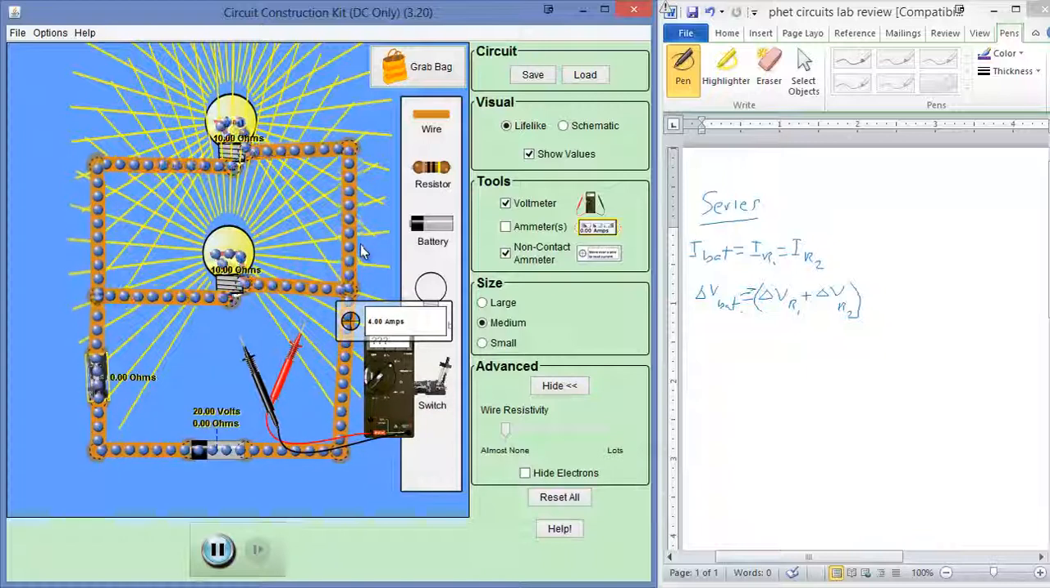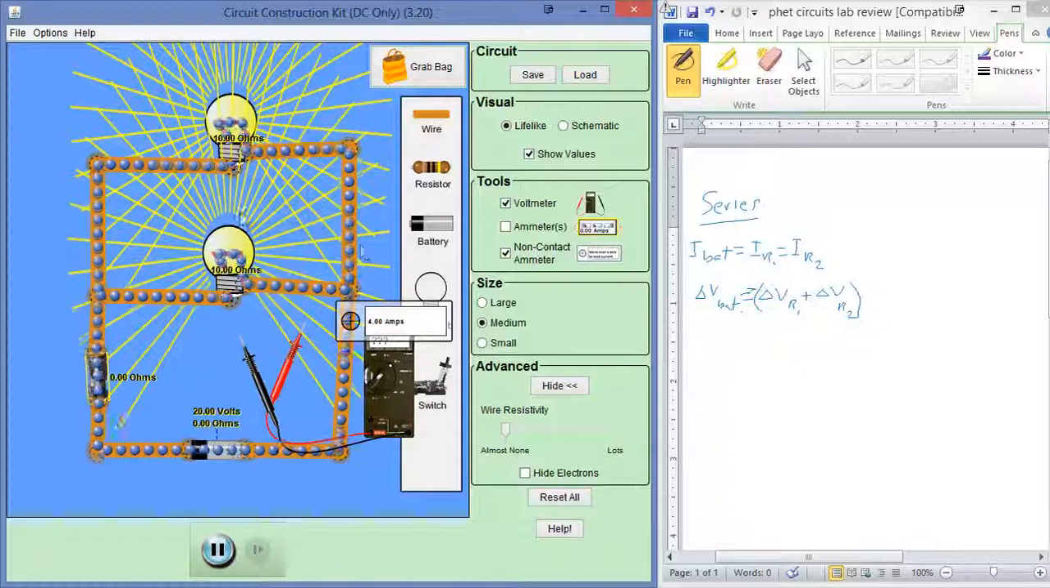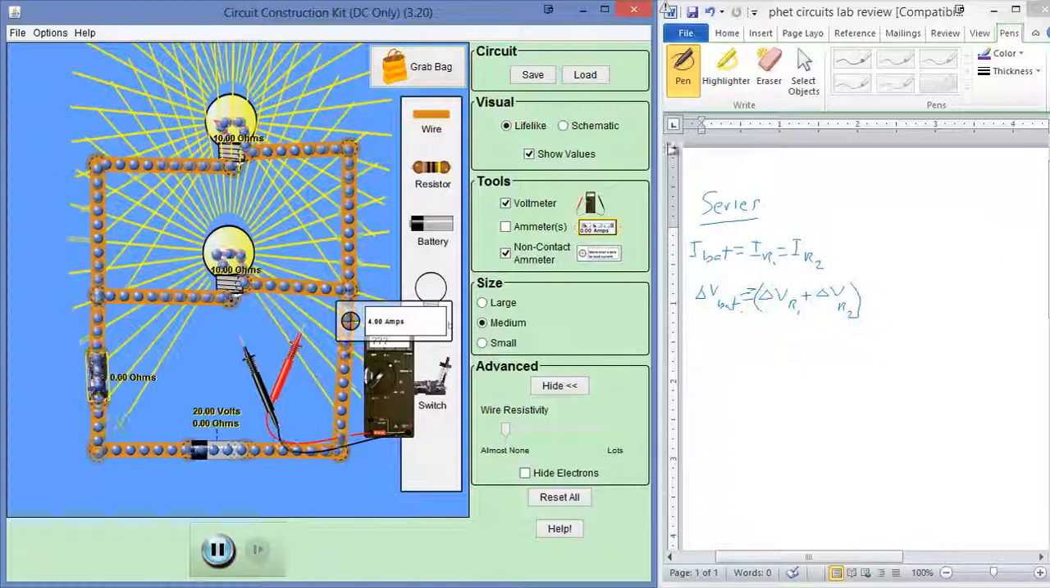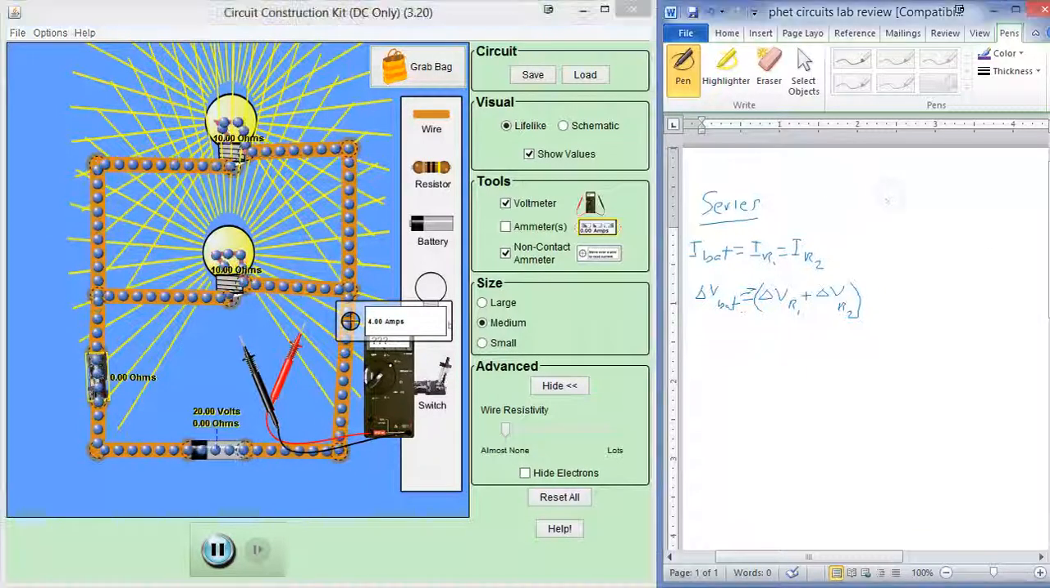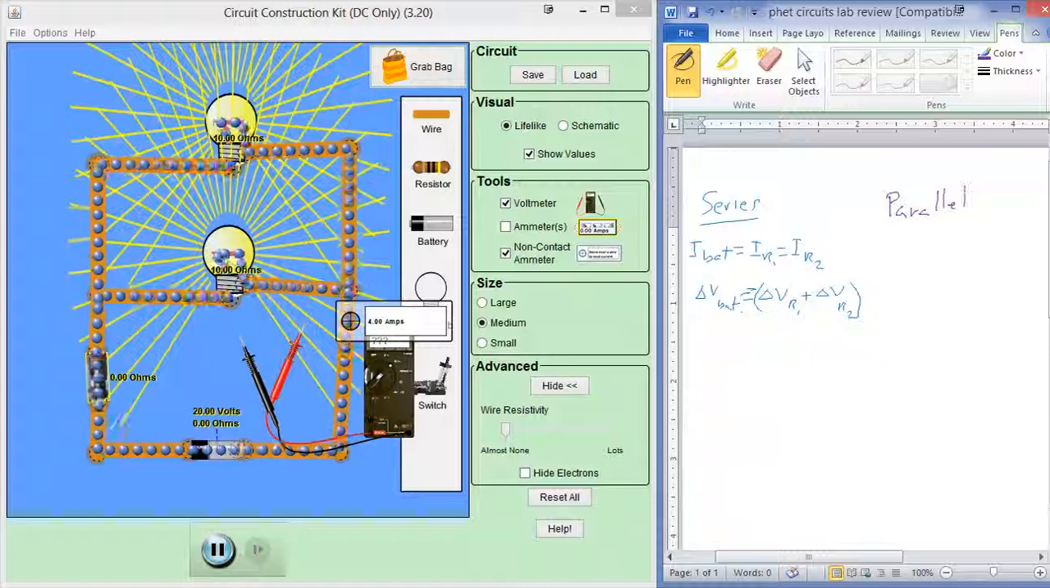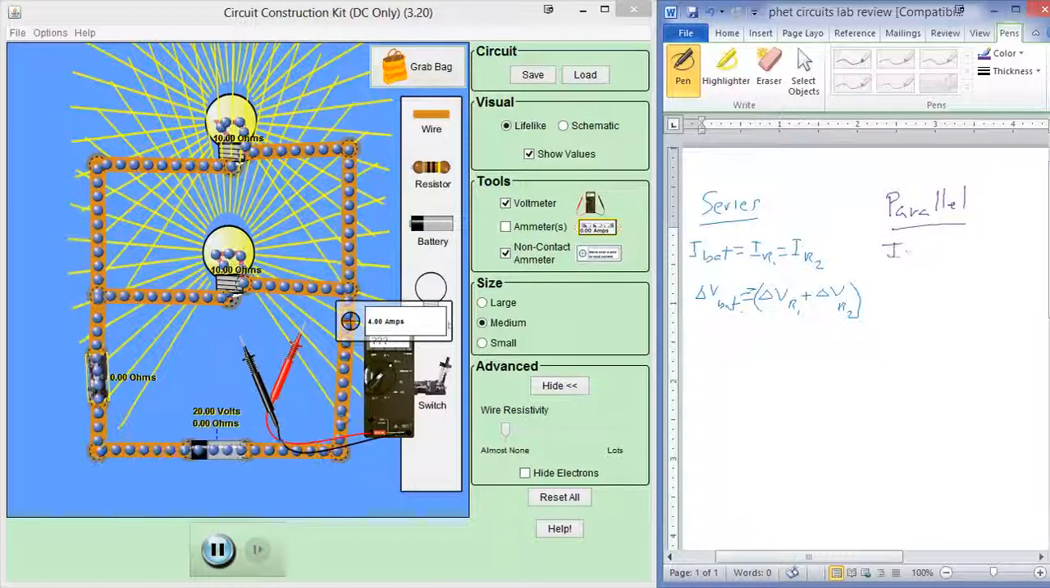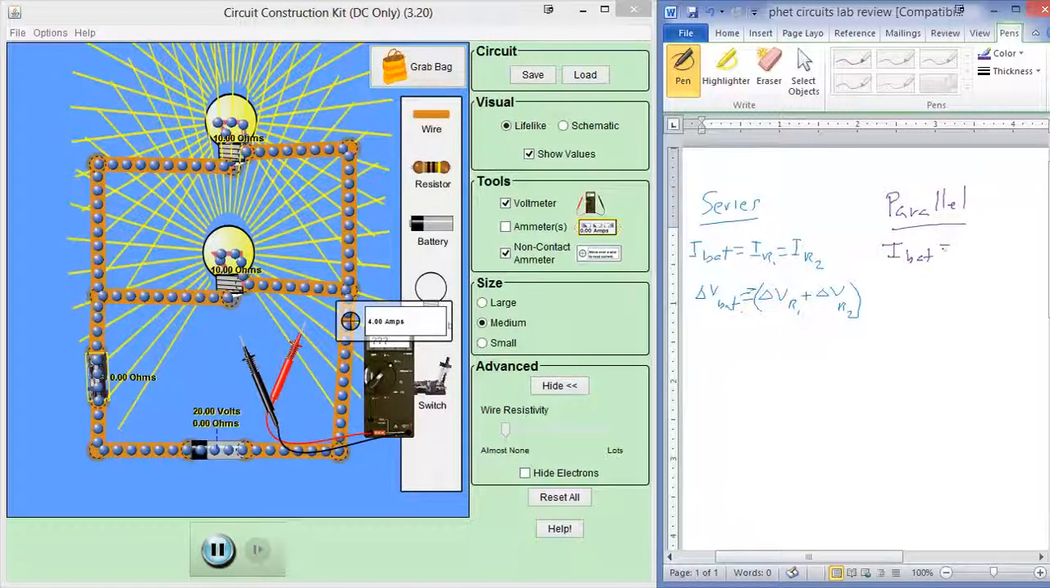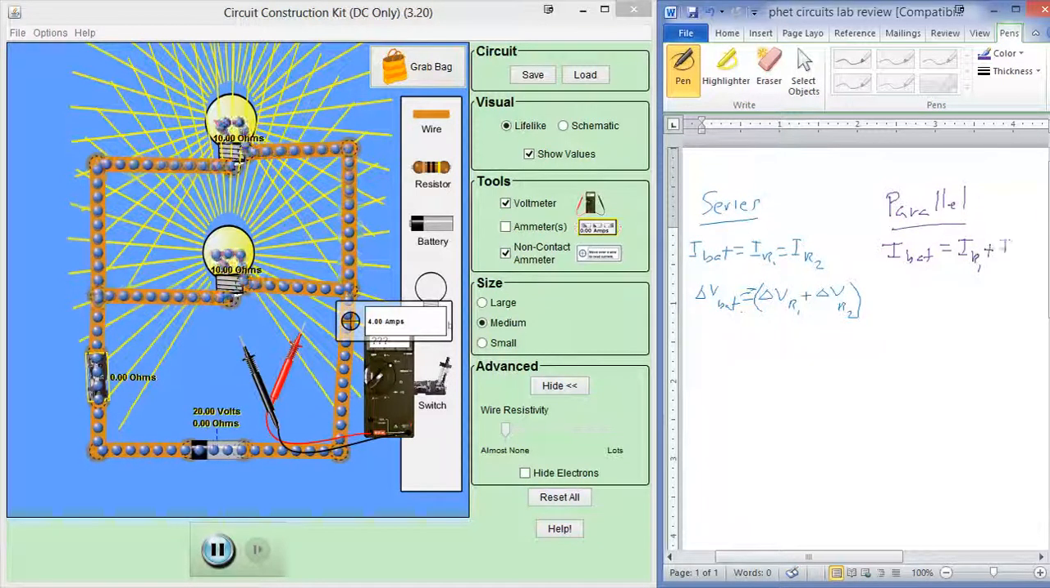This is a big conclusion about parallel circuits. The total current is equal to the sum of the current in all the branches. So let's summarize it over here. So we have parallel circuits. The current through the battery equals the sum of the current through resistor 1 and resistor 2.